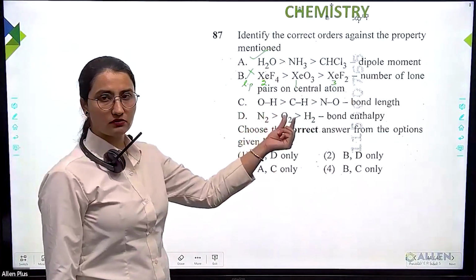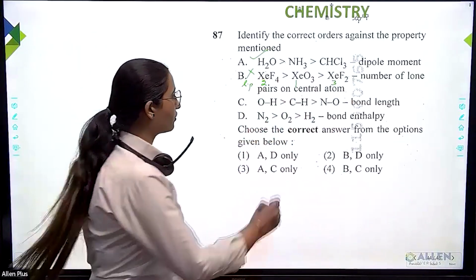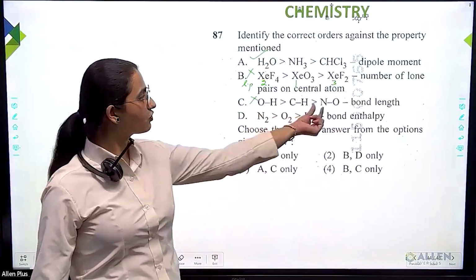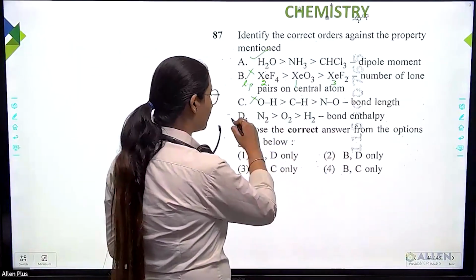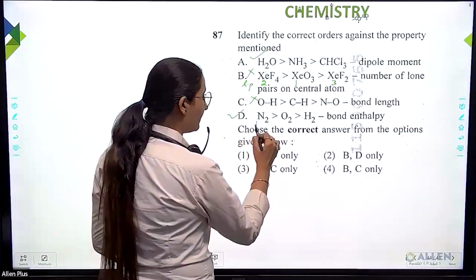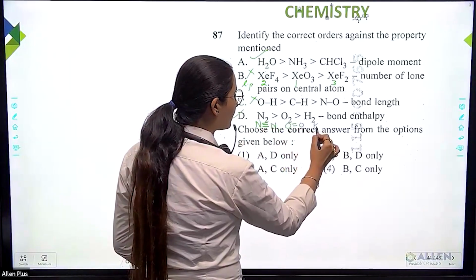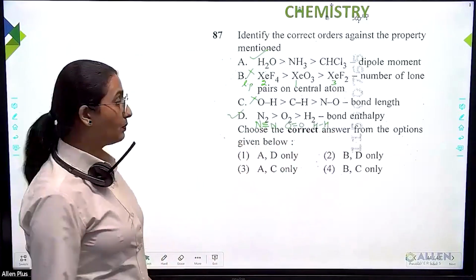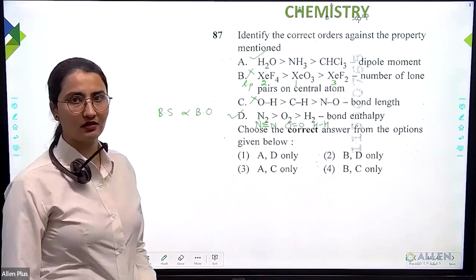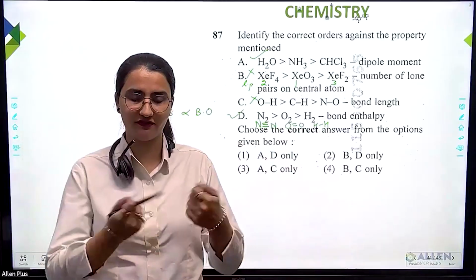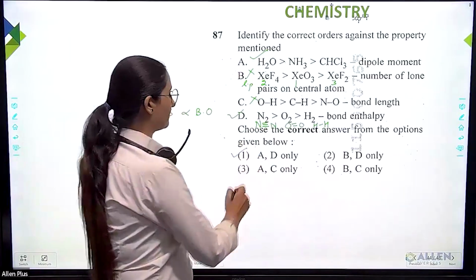Bond length, OH. Students, O is smaller in size than C and N. H is also. So this order is absolutely wrong. The OH bond is shorter than NO and CH. Next, bond enthalpy. This seems right. Why, students? Because N exists in a triple bond, O exists as a double bond, H as a single bond. So bond strength is directly proportional to bond order. N2 we claim to be inert also because of very high bond enthalpy. So the correct answer is option A and D only. Right.